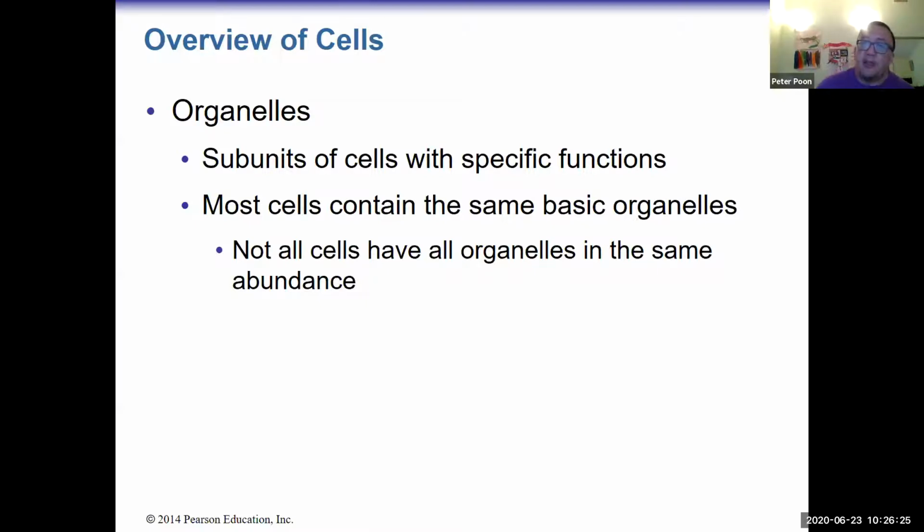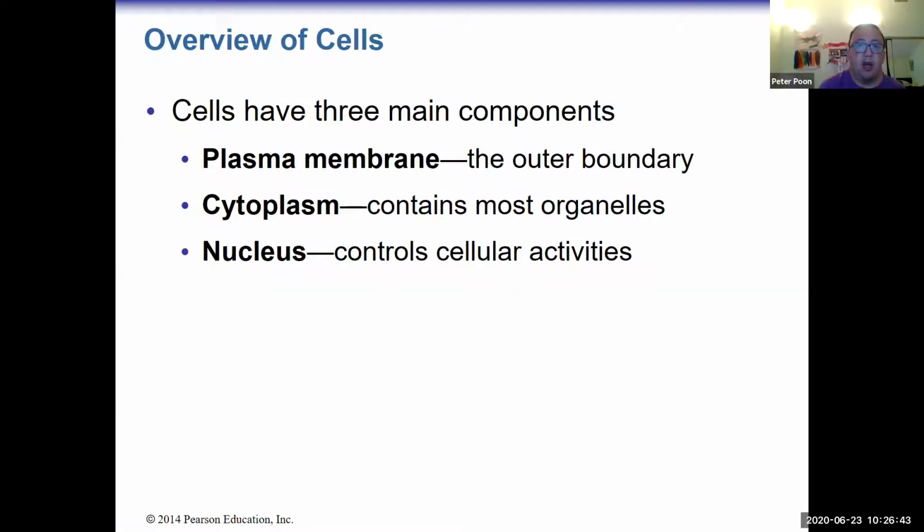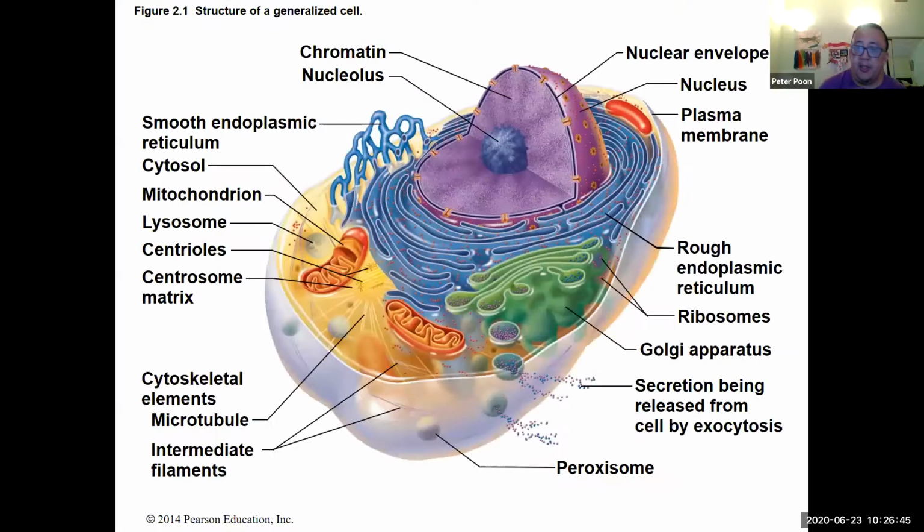Our cells have things called organelles. Organelles literally mean little organs. They're subunits of cells with very specific functions. Most cells have the same basic organelles. This will be our model for the cell. One of your assignments, which some of you have already done, is to redraw this and label everything correctly.